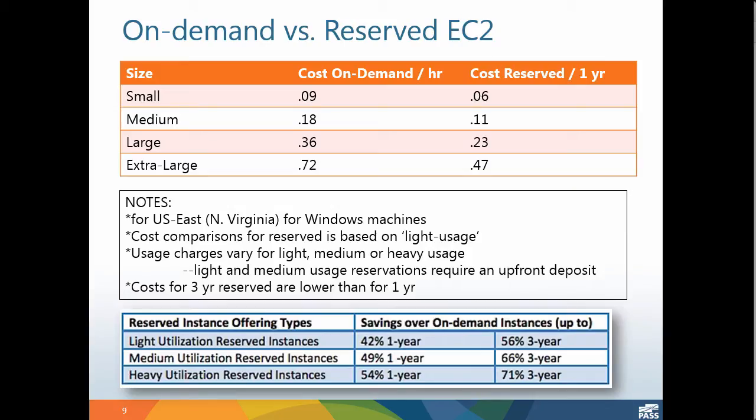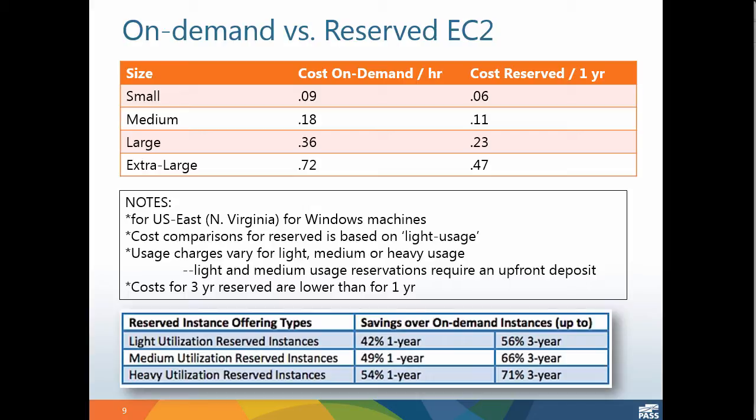So you can see on the left you have the size of the EC2 instance, which relates to the number of cores, the RAM, and so on, so the power of the instance. And then I pulled from the Amazon website and I rounded the numbers: the cost per hour for on-demand versus reserved. Now there's a couple notes here.